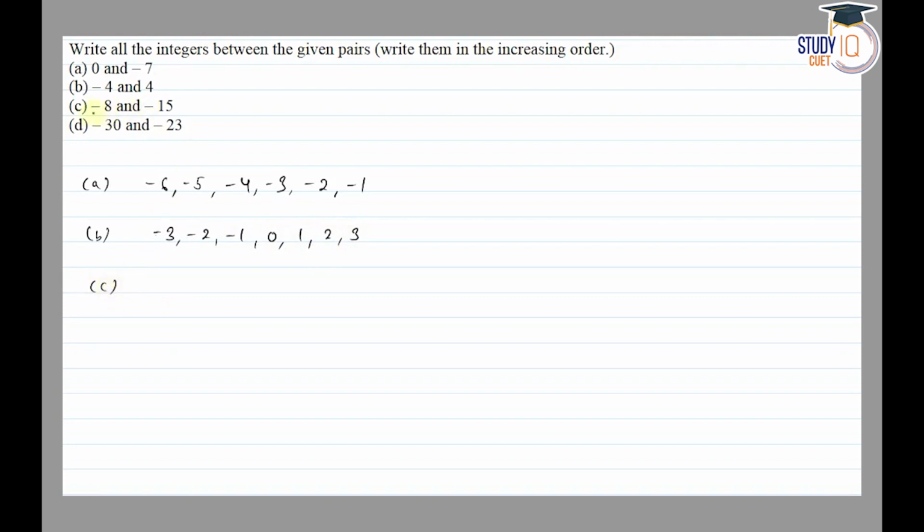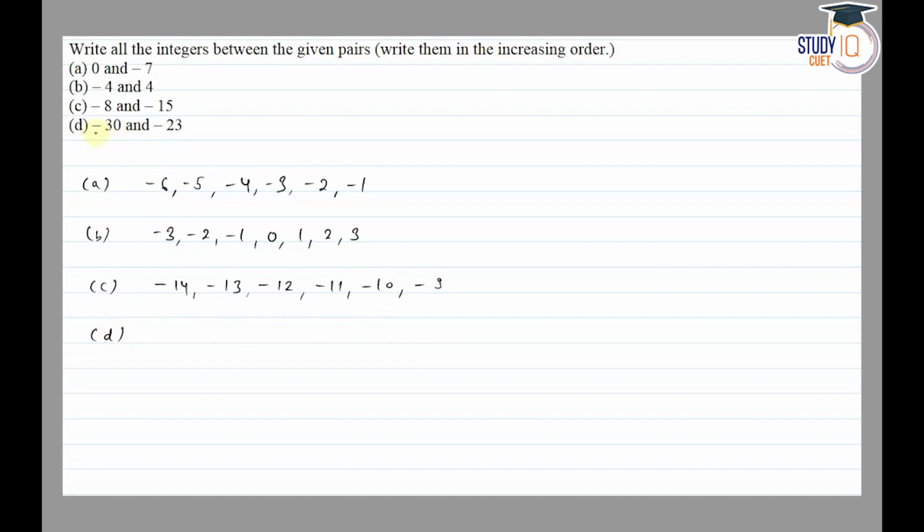C part है -8 and -15. Integers between them in increasing order. So integers are -14, -13, -12, -11, -10 and -9.